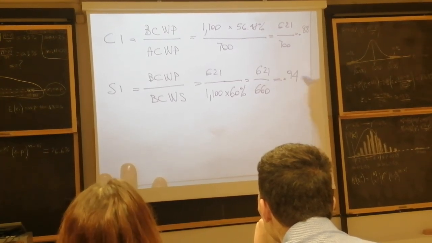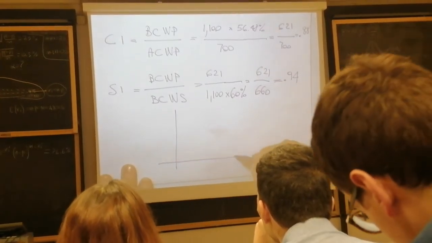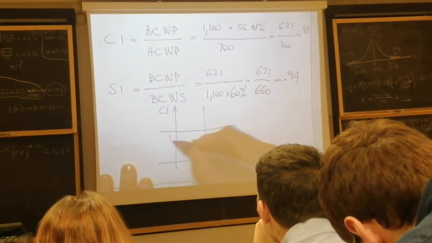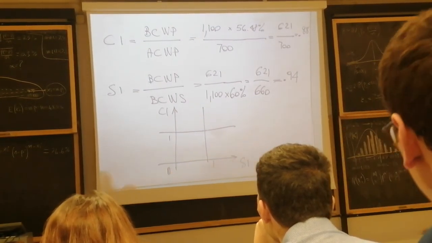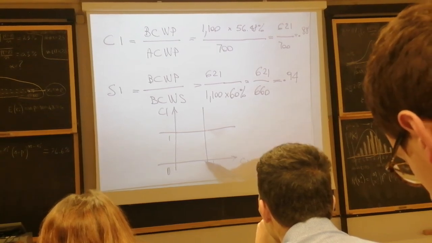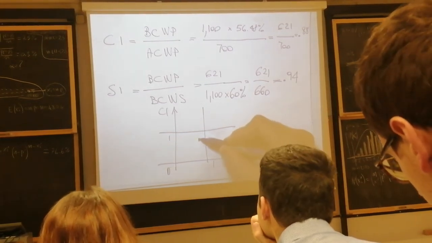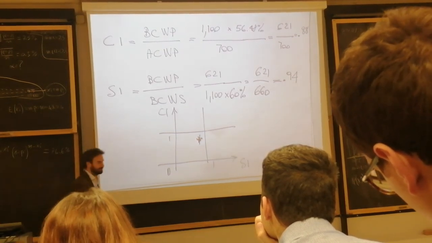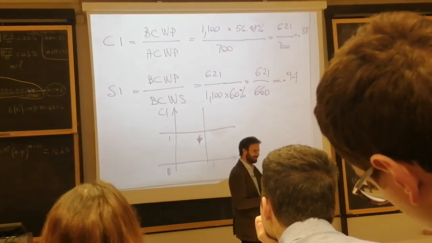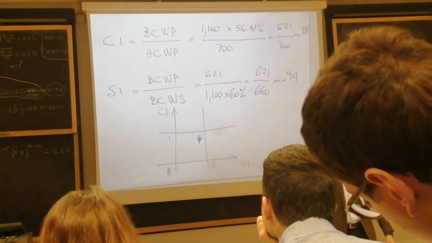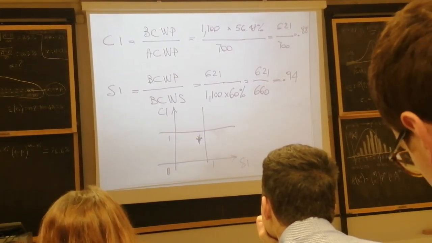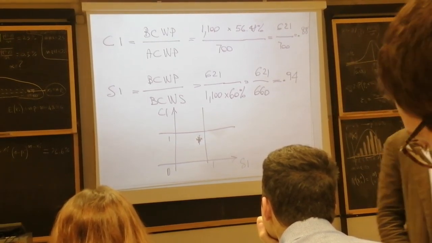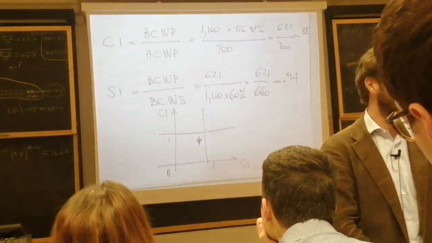Thank you. So in a graph, schedule index versus cost index, we are in a position that cost index is 0.88 and schedule index is 0.94, and we are here. And you're very happy about it because it's 20 to 4. You cannot do any more.